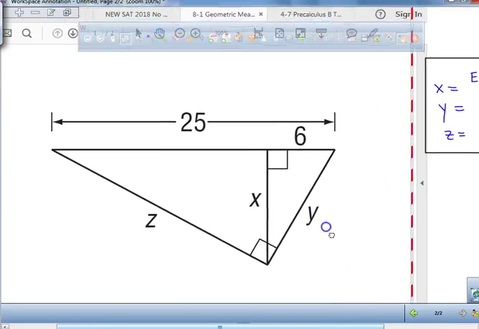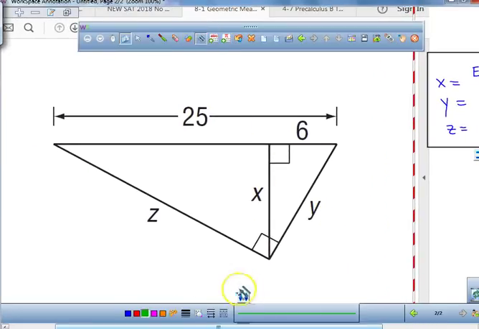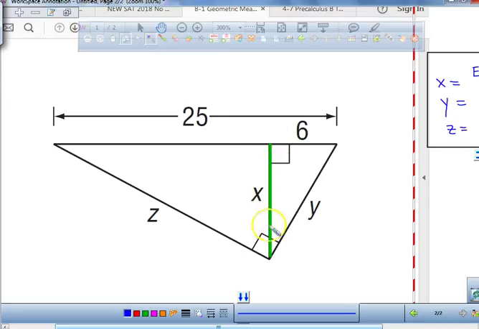Next thing I'm going to do is I'm going to color some things in. So right now, I want you guys to know that this distance right here, this is the value for x. This is actually the height of this right triangle. Now this right triangle is kind of flipped upside down, but you can clearly see that this 25 right here is the base, and this x is the height, or the altitude.